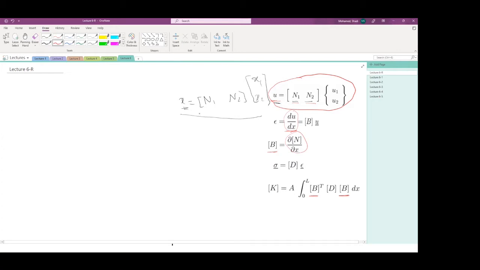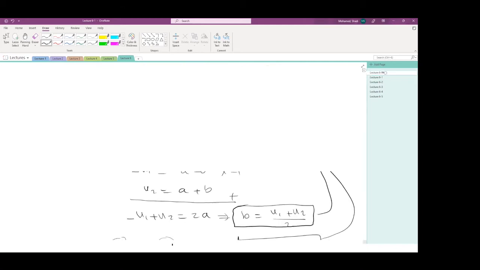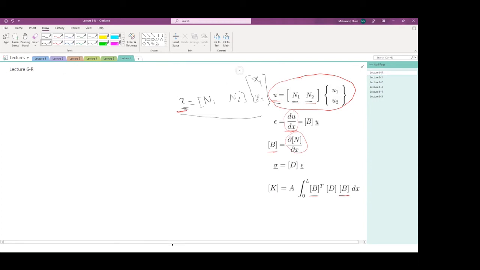Now I'm going to do the same thing for the coordinates. So I'm going to write the same thing also for the coordinates. So I'll have x to be half 1 minus xi and half 1 plus xi multiplied by x1 and x2. Okay, so this is my second step also done.